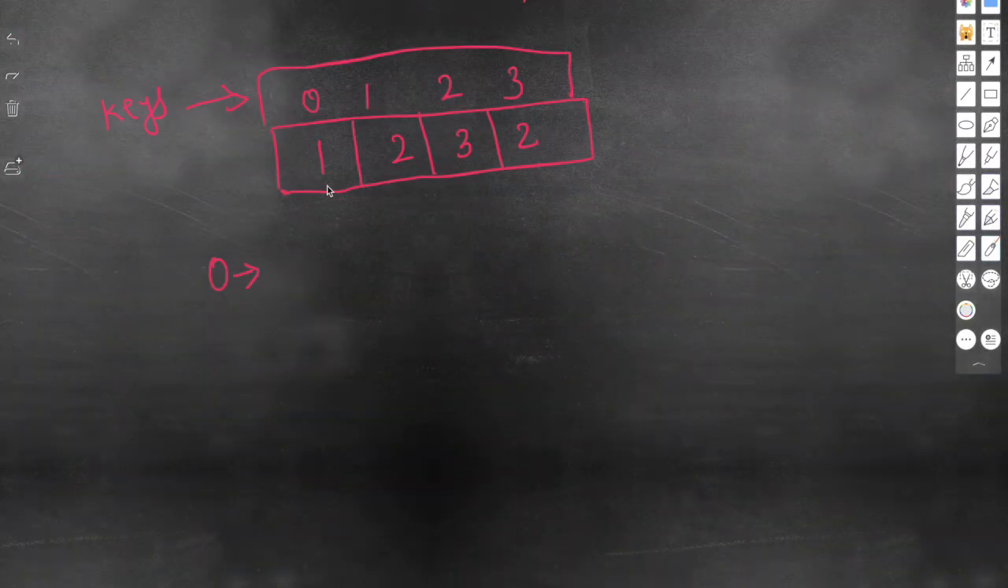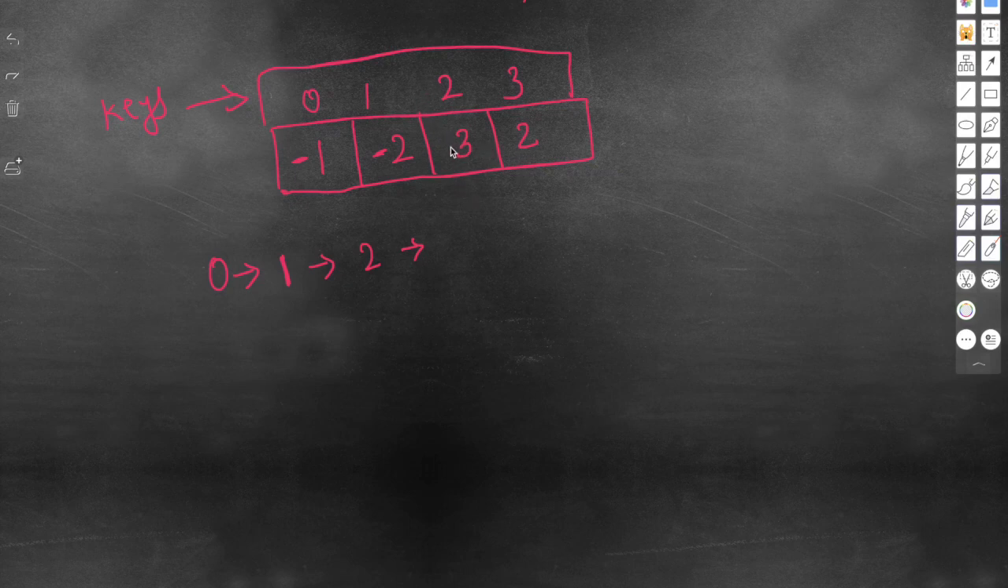Okay, we'll start with 0. I got the value as 1. Before moving to index 1, I will mark that I have visited 0. Let's move to 1. At 1, we got 2. Before moving to 2, I will mark that I have visited 1 and we'll move to the next index, that is 2.